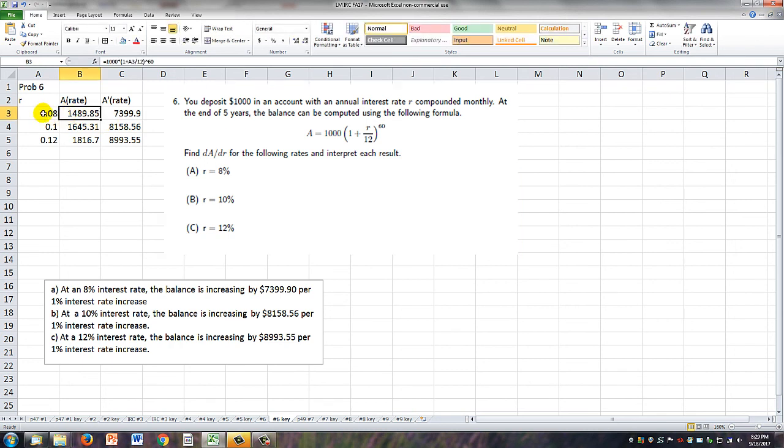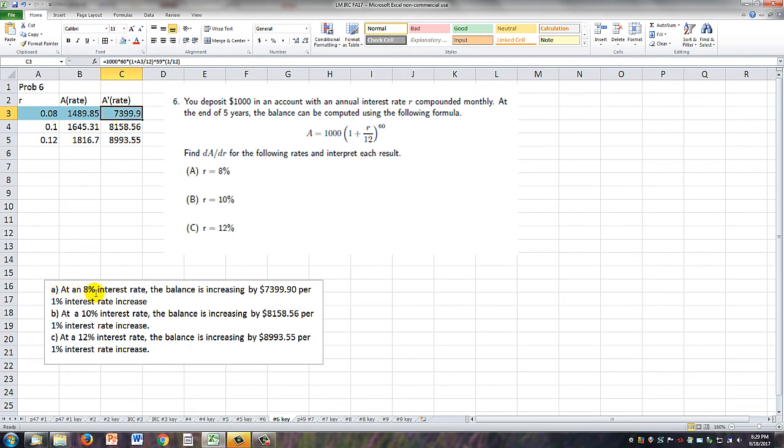So just to practice, this here is saying that the amount at 8% at the end of 5 years is $1,489.85. That's like an if-then. If you got an 8% interest rate, then that's your amount. But the IRC gives you something different, and so here are the interpretations for this one in blue.